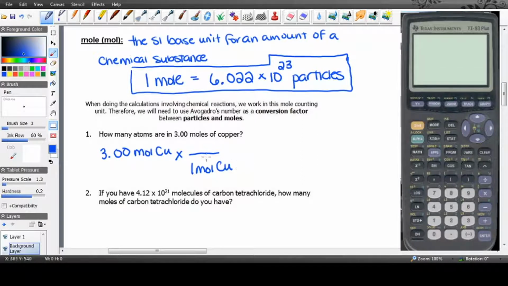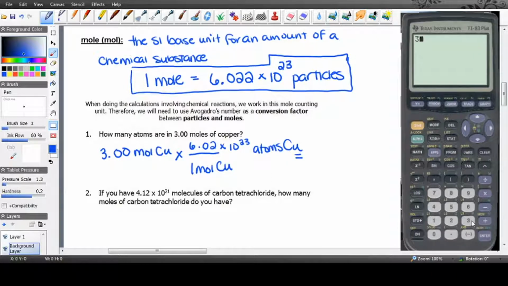And if I have 1 mole of copper, that means that I have 6.02 times 10 to the 23rd atoms. I'm going to use the word atoms here because I'm talking about an element, copper. And now, of course, I need to calculate. So here on my calculator, you guys, first we're going to turn my calculator on. I want you guys to remember a magical button that we use on this calculator to do exponents.